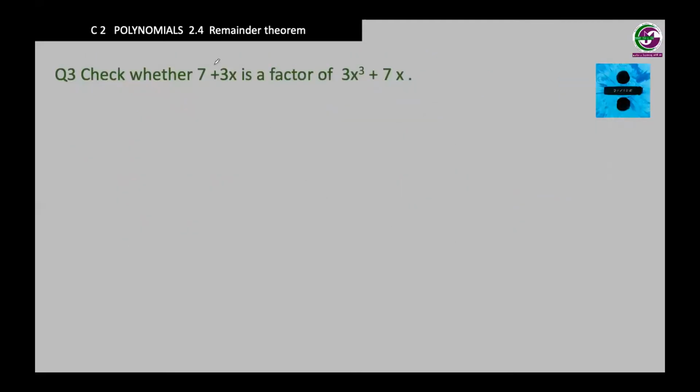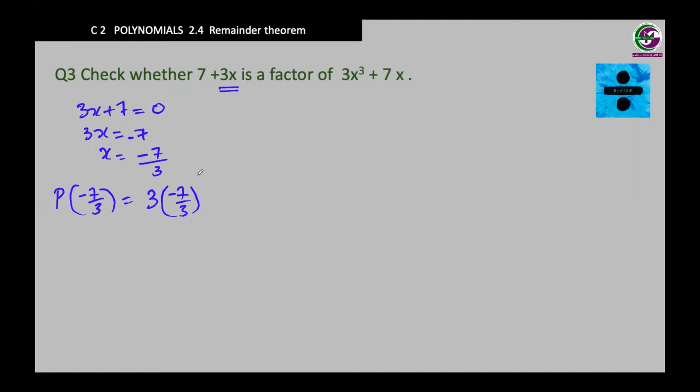Now, question 3 is to check whether this is a factor of 3x cubed plus 7x. Both of them are not in the complete order or in the standard form. 3x should be first, so we can rewrite 3x plus 7 is the divisor. We put them equal to 0. 3x is equal to negative 7, or x is equal to negative 7 by 3. So let's substitute negative 7 by 3 in the polynomial. So we get 3 times negative 7 by 3. In the substitution method, we don't have to write it in the standard form, or you don't have to fill up the missing terms.